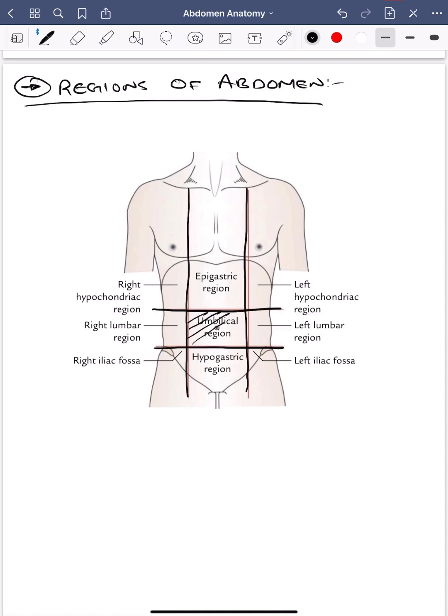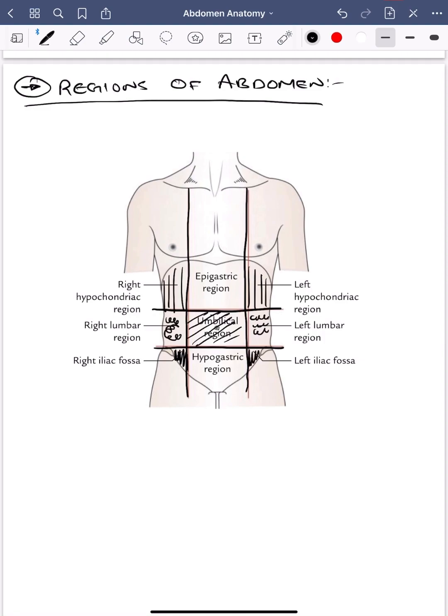And because of this, we have 9 regions, and the first is the umbilical region. So this here is the umbilical region. Now above and below the umbilical region, we have the epigastric region and the hypogastric region. Okay, and then underneath the ribs we have the hypochondriac region. Hypo meaning below and chondriac referring to the ribs. So we have the right and left hypochondriac regions. And then we have the lumbar region, the right and left lumbar region, which is lying on either side of the umbilical region. And finally we have the iliac fossa. Okay, so these are the regions of the abdomen.